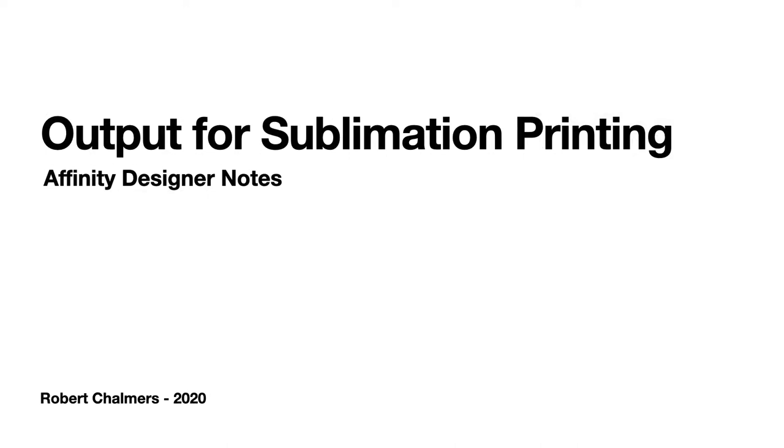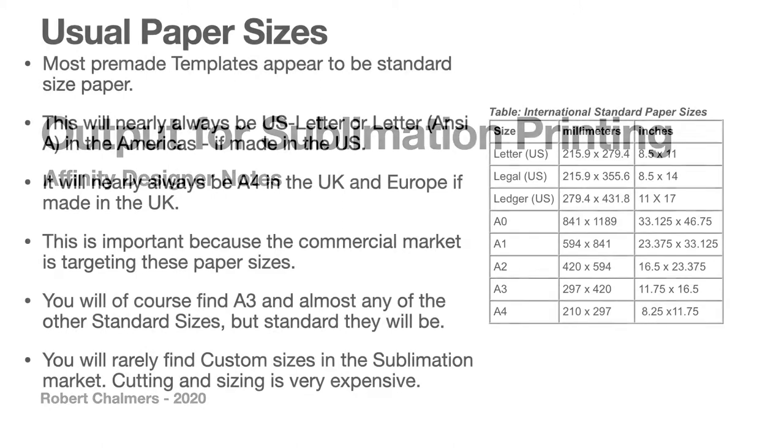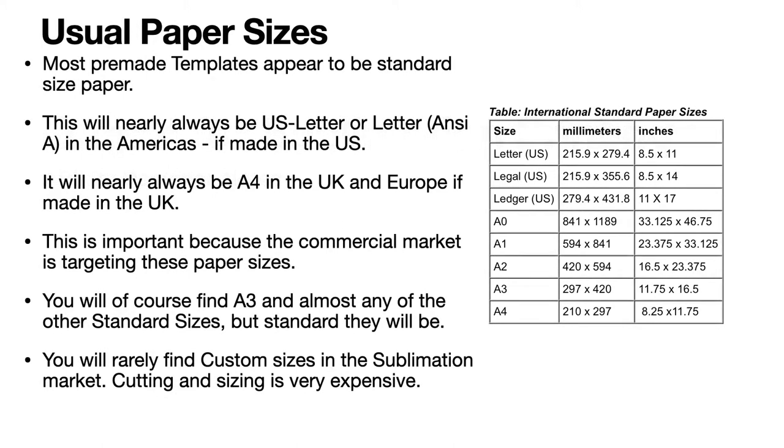And these are in the notes, Affinity Designer notes, if you'd like to put it under that, where we're looking at output for sublimation printing. Now, the usual paper sizes are listed on the right there, and most pre-made templates appear to be standard size paper. If you look at all the companies online that are selling templates for sublimation printing, you'll find they come on US letter or A4 size paper nearly always.